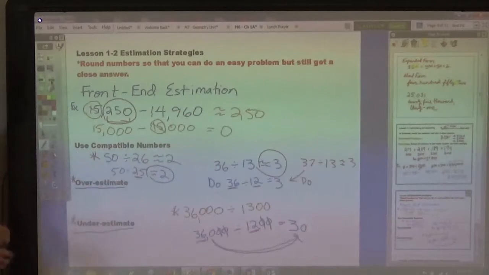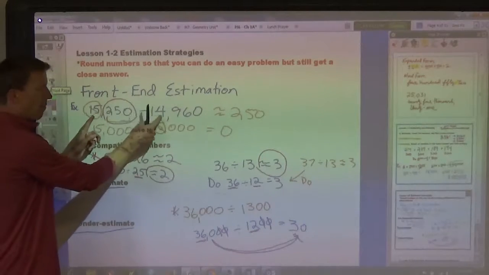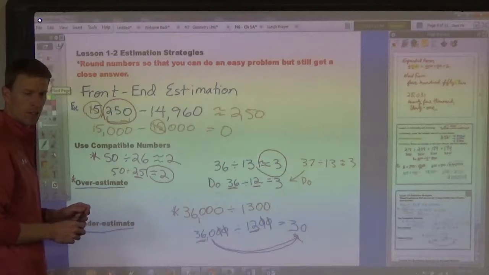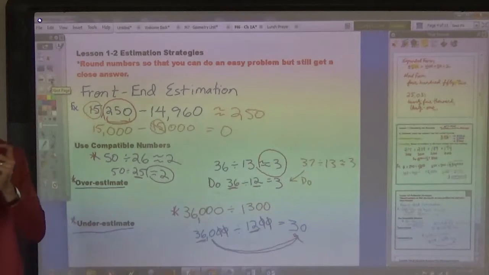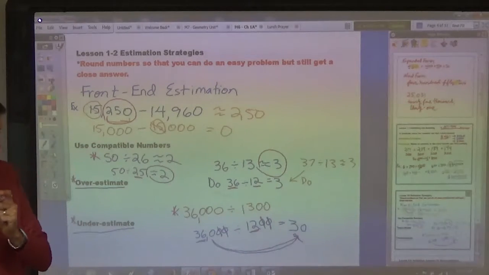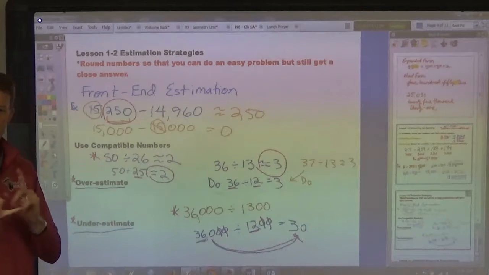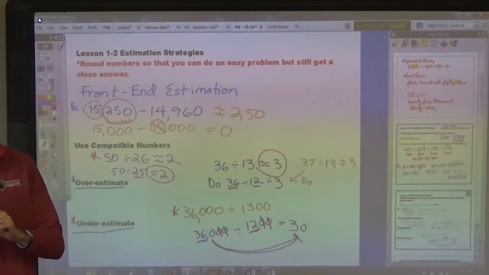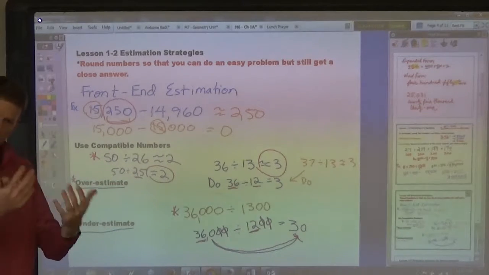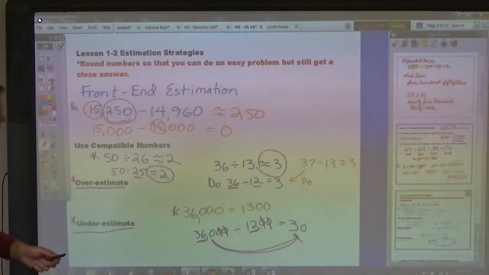Let's go to the next section. We talked about front-end estimation. In other words, looking at the front of the number given, and then figuring out the best way to find a close answer. Whenever you're doing estimation, you're trying to find a close answer. Okay? Trying to find a close answer quickly.